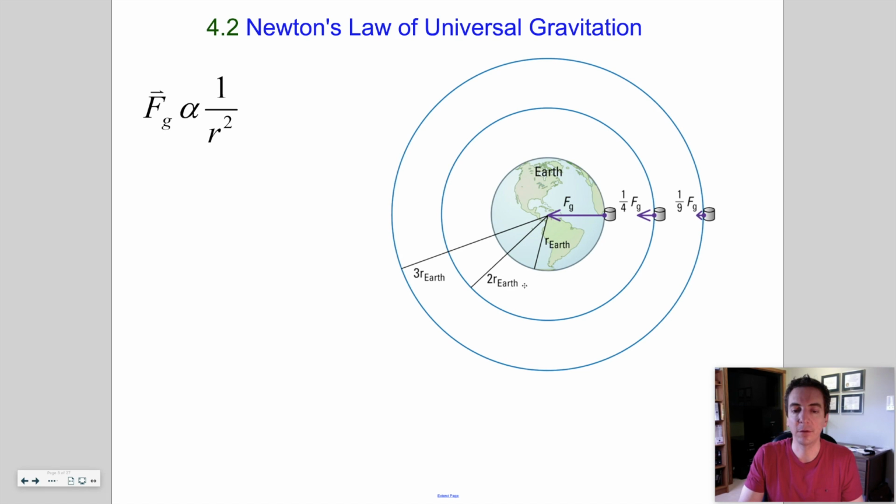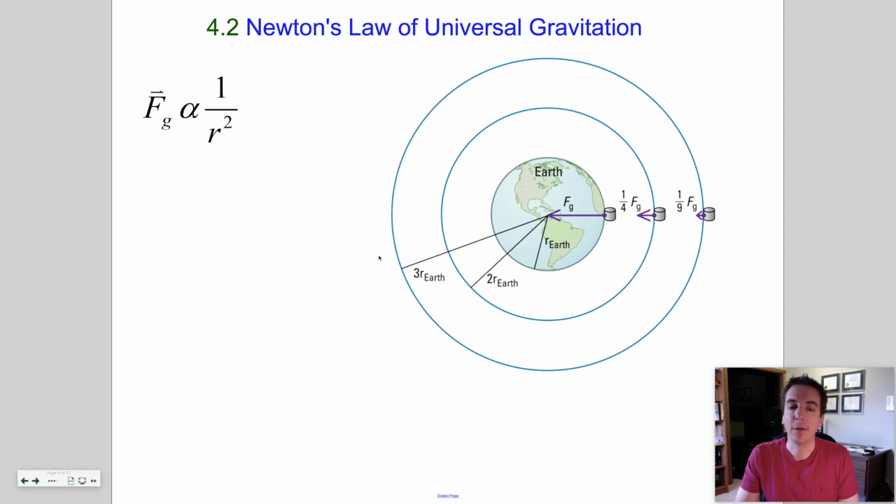When you go from the surface to this first orbit, you go from 1 Earth radius to 2 Earth radii away. When you double the distance, if this increases by a factor of 2, then the gravitational force, or the weight of the satellite there, decreases by a factor of 1/2 squared, or 1/4. So notice you've got 1/4 the weight.